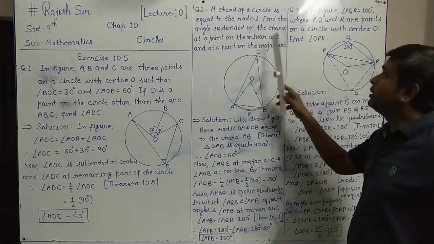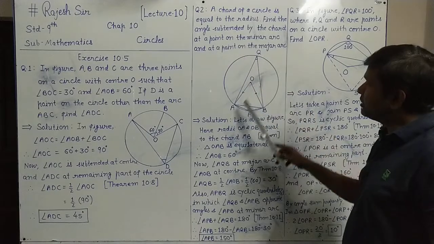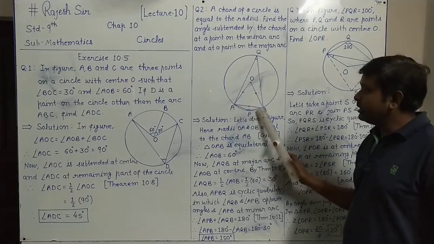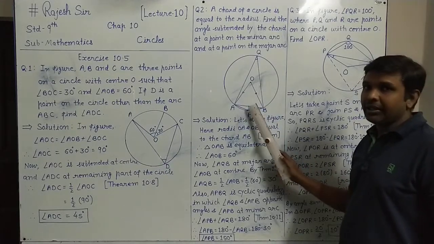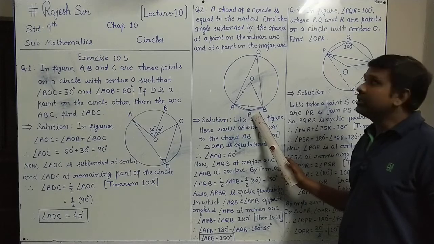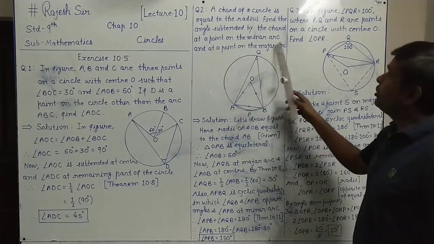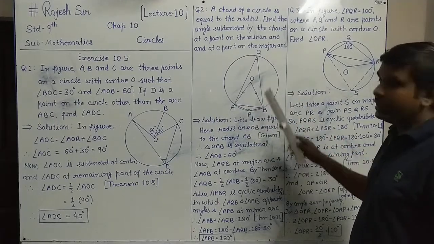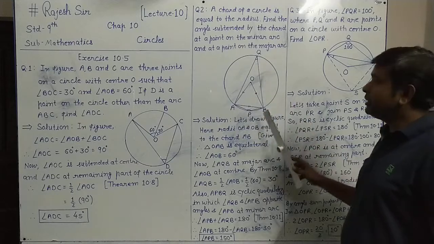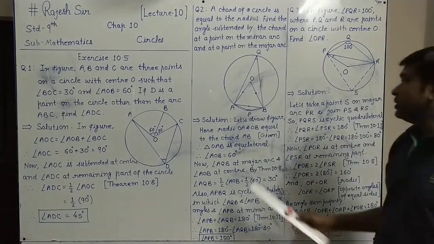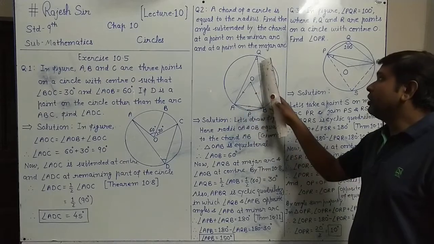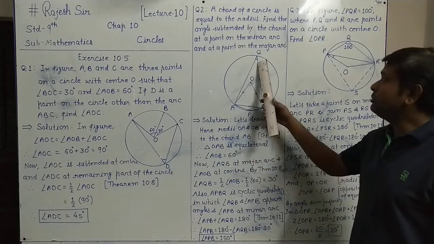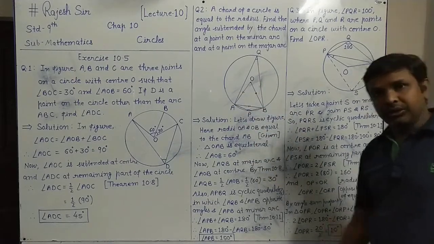Find the angle subtended by the chord at a point on the minor arc. This chord AB at the minor arc subtends angle APB. Suppose here at the minor arc, angle APB, this angle we want to find out. And at a point on the major arc, this chord makes angle AQB. This is the major arc and Q is the point on it. So angle AQB, this also we want to find out. Both the angles, at the minor arc and at the major arc, we want to find.